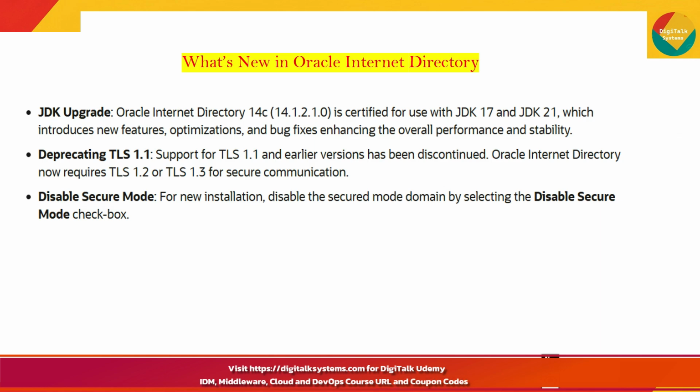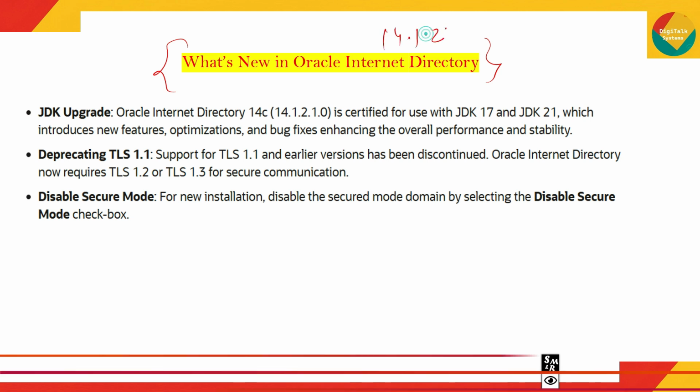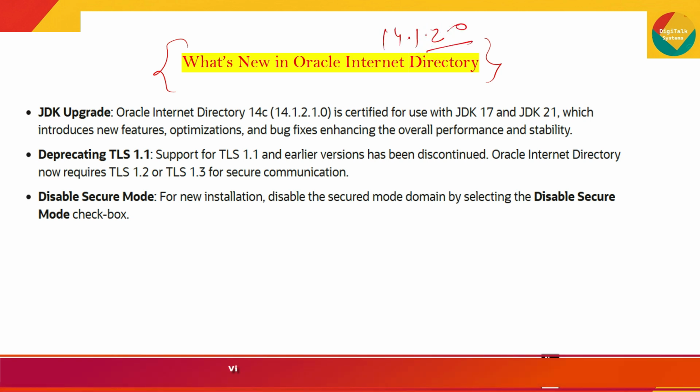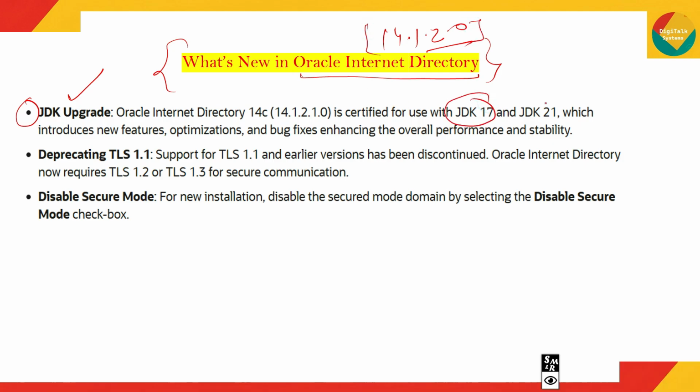Now let us talk about the changes in the Oracle Internet Directory. There are very straightforward changes. There are few changes in the Oracle Internet Directory 14.1.2.0. Few changes are similar to what we have just seen for the OAM. The first one is the JDK upgrade. Because Oracle Internet Directory is now supporting the base WebLogic server 14.1.2.0, the supported JDKs are 17 and JDK 21.